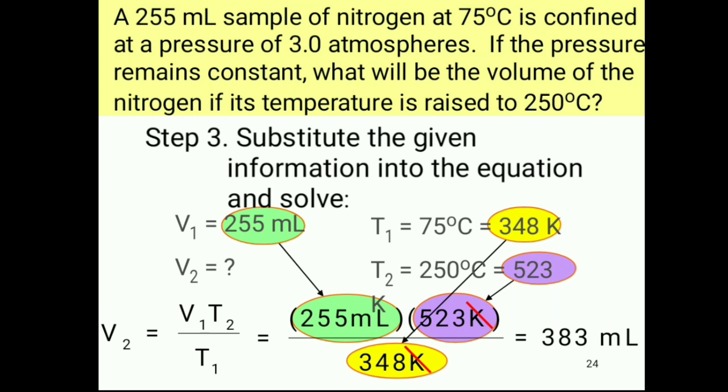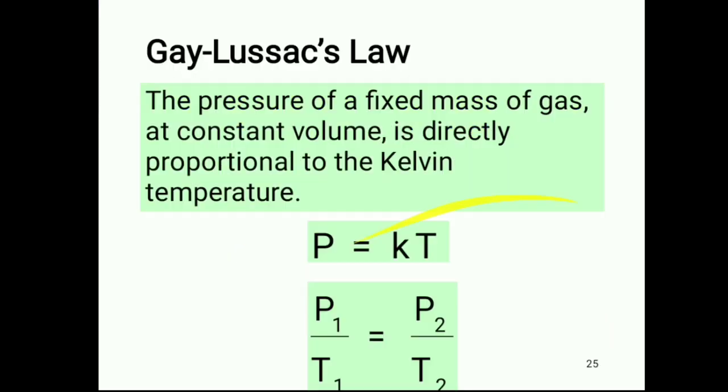Again, the initial temperature is 75 degrees Celsius. It went up to 250 degrees Celsius. Since there's an increase in temperature, there should also be an increase in volume because the relationship according to Charles' law is direct proportion. So from the initial volume of 255, what happened after the increase in temperature? It also went up to 383 milliliters. So there is an increase from 255 milliliters to 383 milliliters. The relationship between volume and temperature is indeed direct proportion.